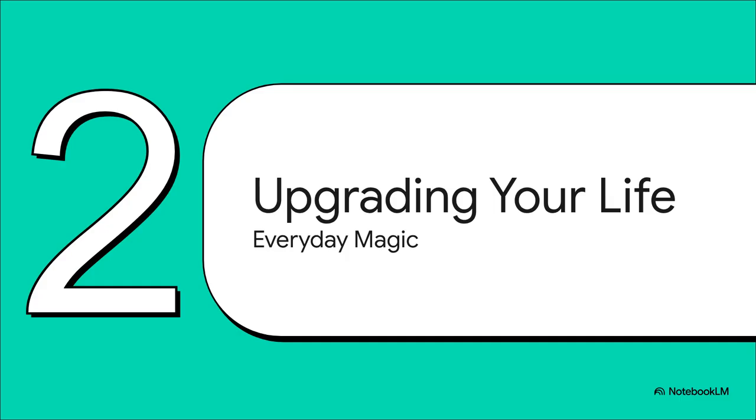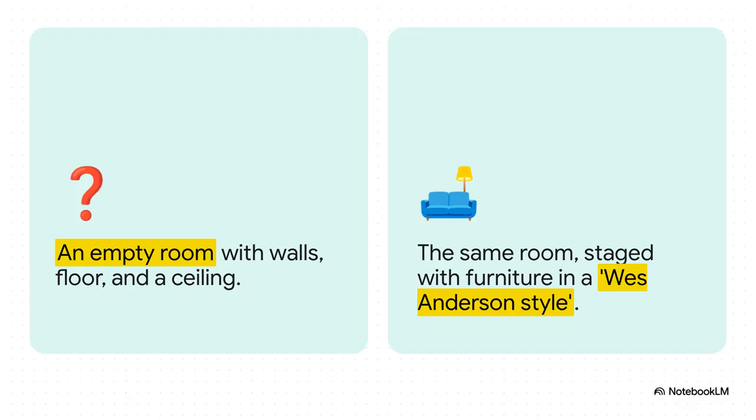Okay, but it's not all about work, right? This tech has some seriously cool and actually pretty useful applications for just your everyday life. Have you ever stared at an empty room in your house and just couldn't picture what it would look like furnished? Well, now you don't have to guess. You can just snap a picture and tell it, furnish this room in a Wes Anderson style. And check this out, it gets the lighting and shadows right, making it look totally believable.